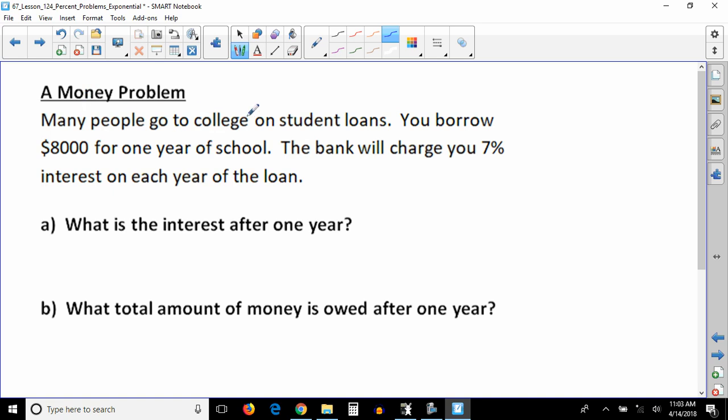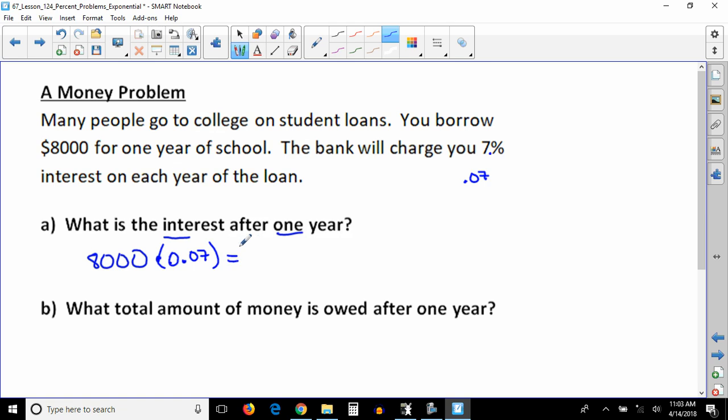Many people go to college and have a student loan. You borrow $8,000 for 1 year. The bank will charge you 7% interest on each year of the loan. So if you want to figure out the interest after 1 year, you would take the $8,000 and multiply by that percentage. Now, we can't use the percentage in the problem, so I would have to change the 7% into 0.07. You can either use a times sign or parentheses. 0.07 is what I'm going to do.